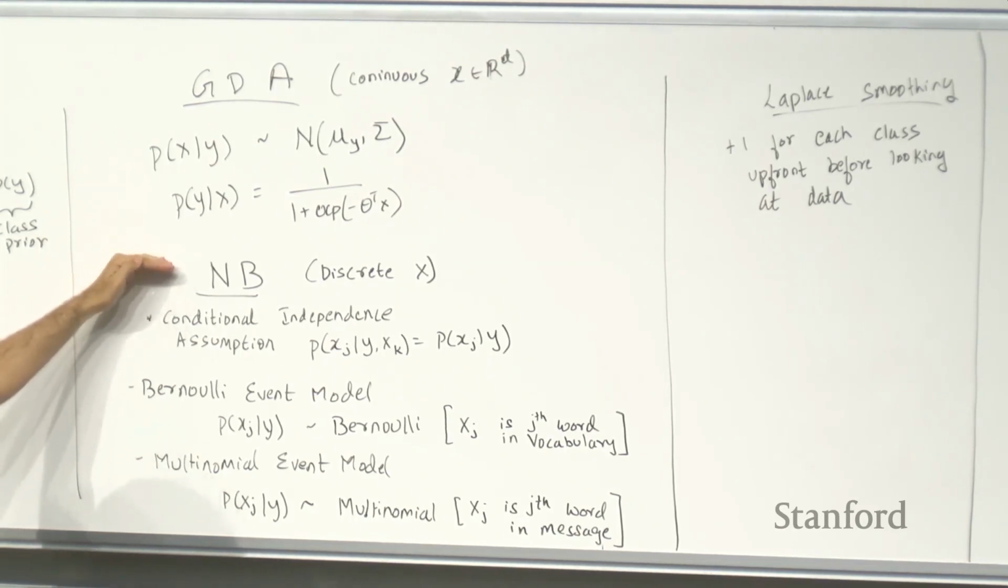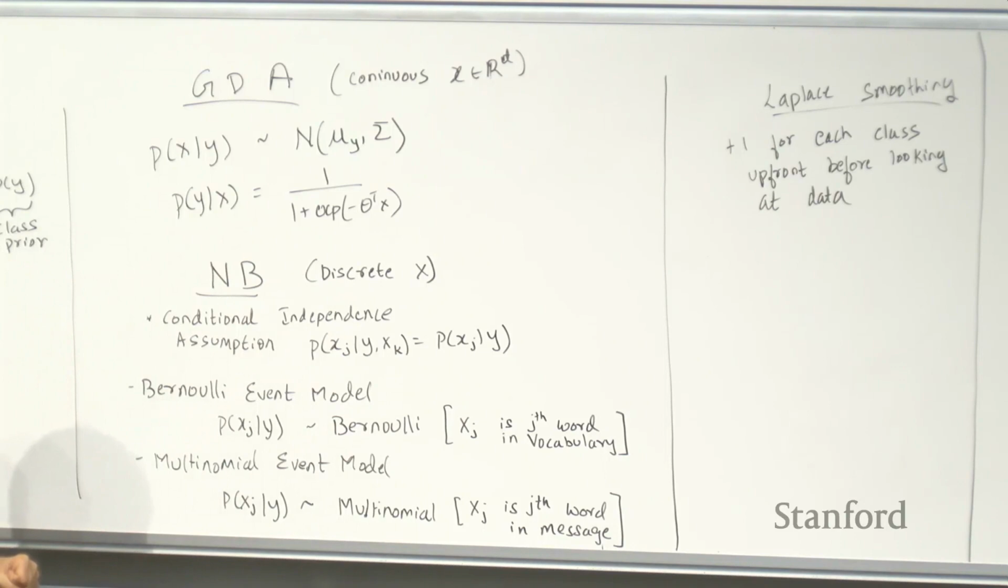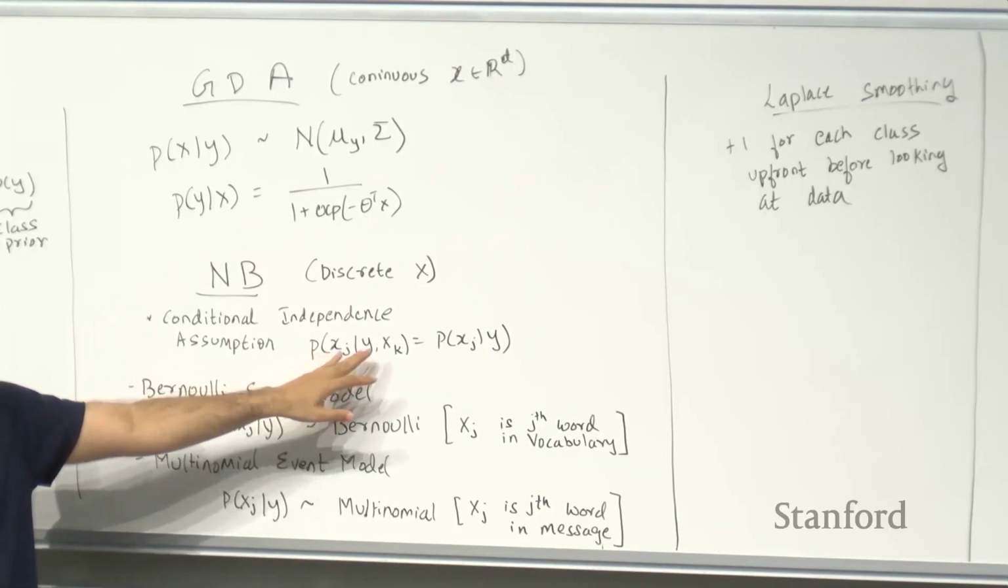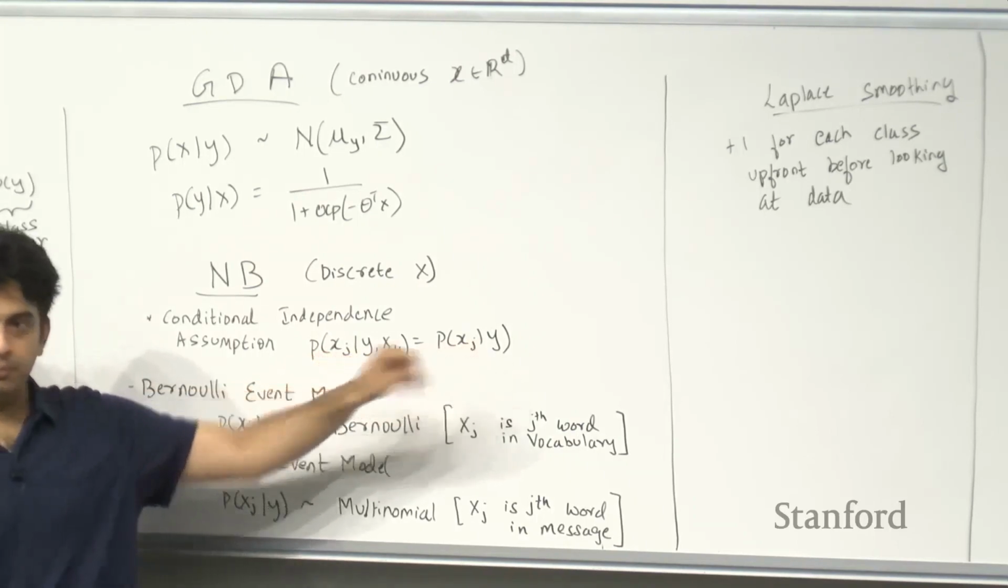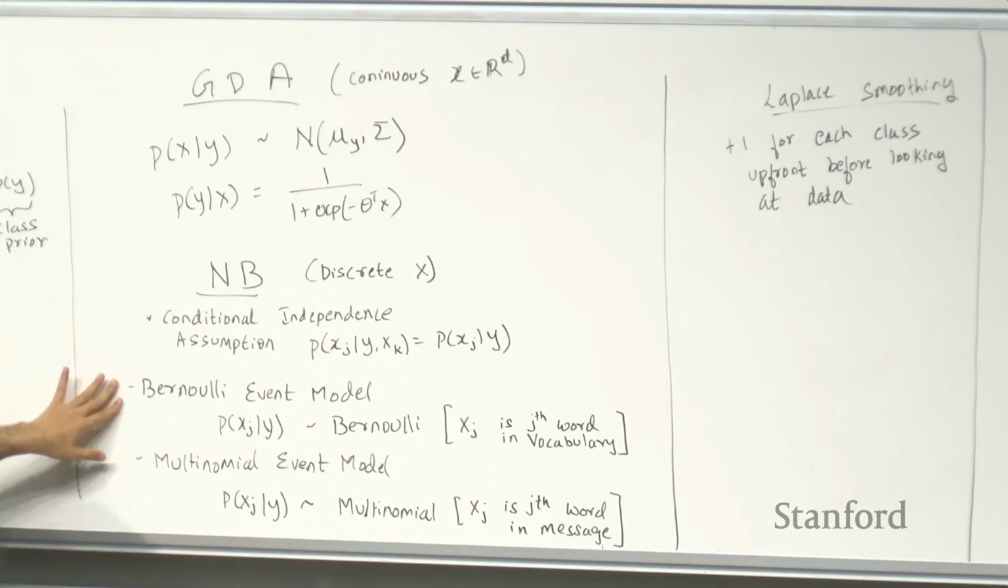Next, we saw naive Bayes. Here, x was discrete, like words in a text message, and we made this crucial conditional independence assumption. To remind you, conditional independence means P of xj given y and xk is equal to P of xj given y. Conditional independence is very different from general independence. If two variables are conditionally independent, it says nothing about whether they are independent or not, and similarly if two variables are independent, it says nothing about whether they are conditionally independent or not.